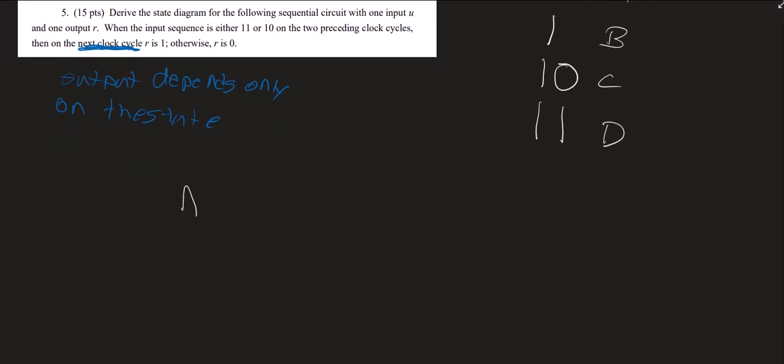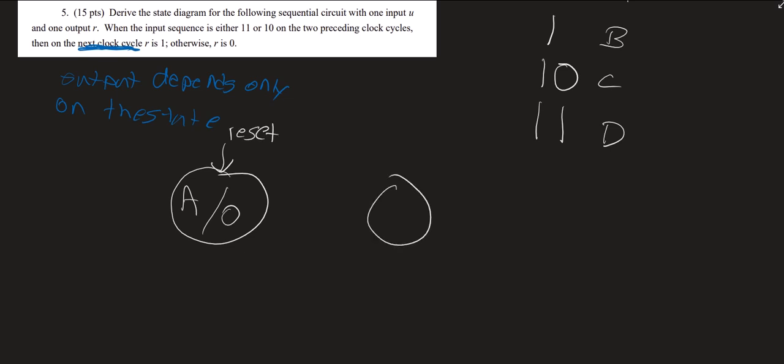So A, and R equals 0, because for A, all we have is a 0. This is also going to be where we put our reset. And I'll have B. And by the way, on B, our output is 0. On C, our output would be 1. And on D, our output would be 1. Because for C and D, we've both gotten the output that we need.